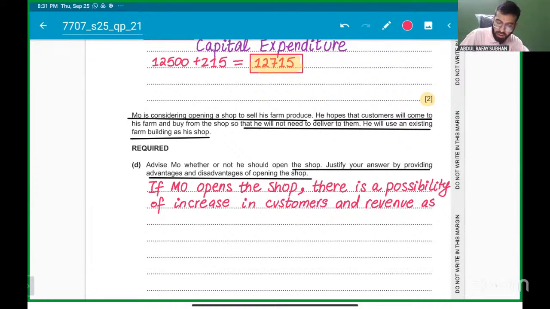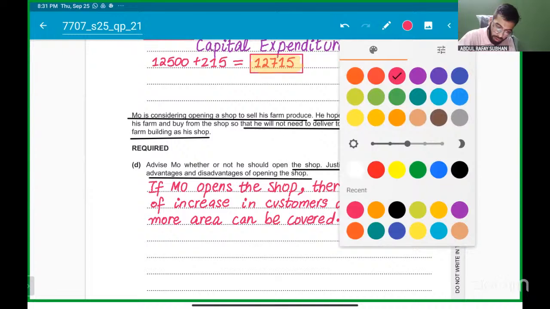There can be an increase in customers and revenue as a wider community, more members or more customers can be reached, as more people in the community. इस तरह लिख सकते हैं कि a lot more area can be covered. Okay, अगर आप शॉप ओपन करते हैं, as more area can be covered, मतलब अगर आप एक विसिनिटी में शॉप ओपन करते हैं तो sometimes people come from far as well. Okay, so there's a possibility of increase in customers and revenue as more area can be covered.